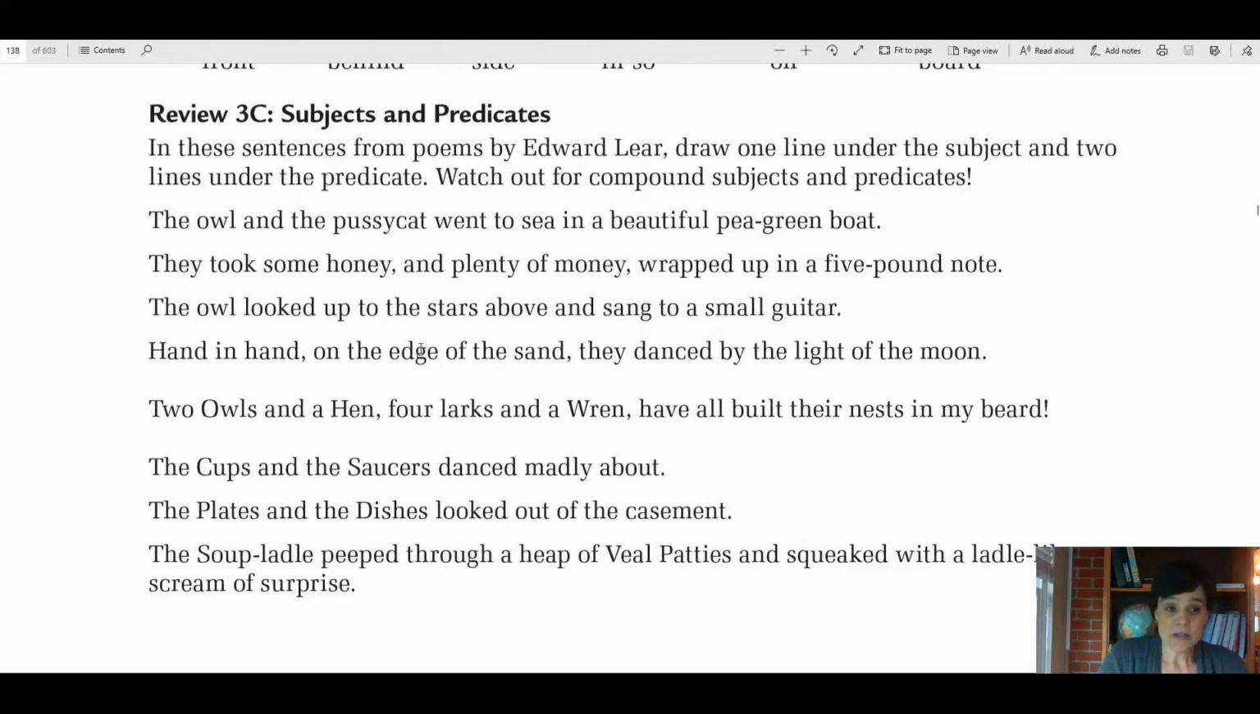Okay, I'm going to try and help you then on this review in your grammar, review 3C over subjects and predicates. So let me get my pen ready. And that's my pen. Okay, so it's telling us in these sentences from the poem by Edward Lear, draw one line under the subject and 2 lines under the predicate. Watch out for compound subjects and predicates.